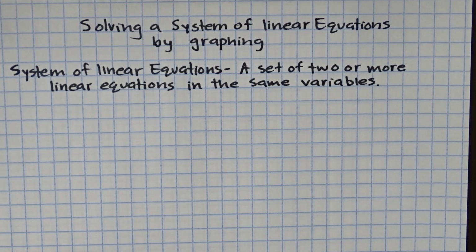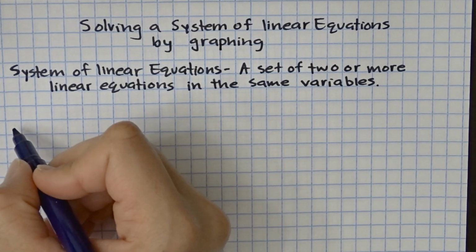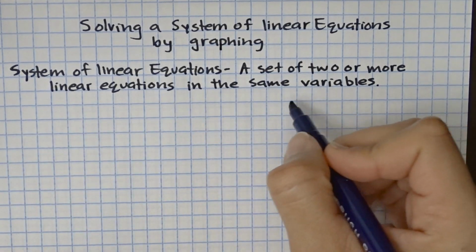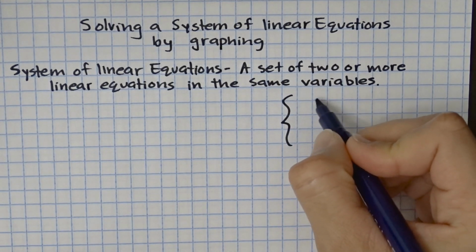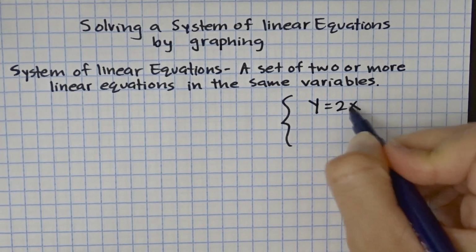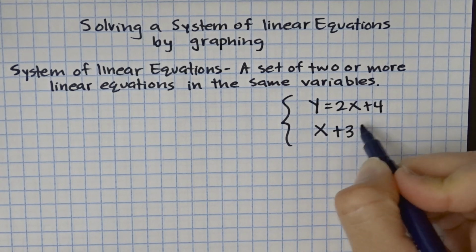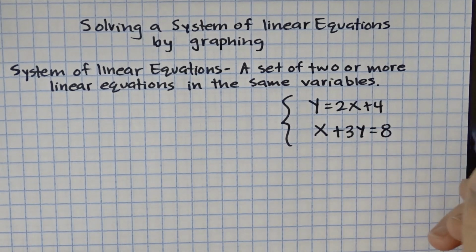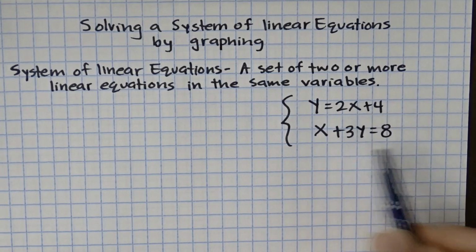For example, if the first equation has an x and a y, then the second equation will also consist of an x and a y. So I'll show you what an example of one looks like. But let's also discuss what a solution is. Well, let me show you first here. So usually you'll see some brackets or just a list of equations. So let's say I have y equals 2x plus 4, and then maybe another equation. So that is considered a system of equations because it is two equations. They both have an x and a y, so they have the same variables.